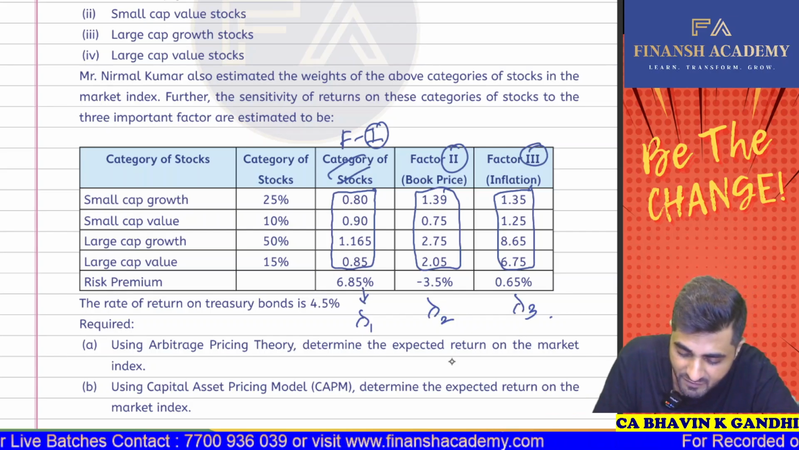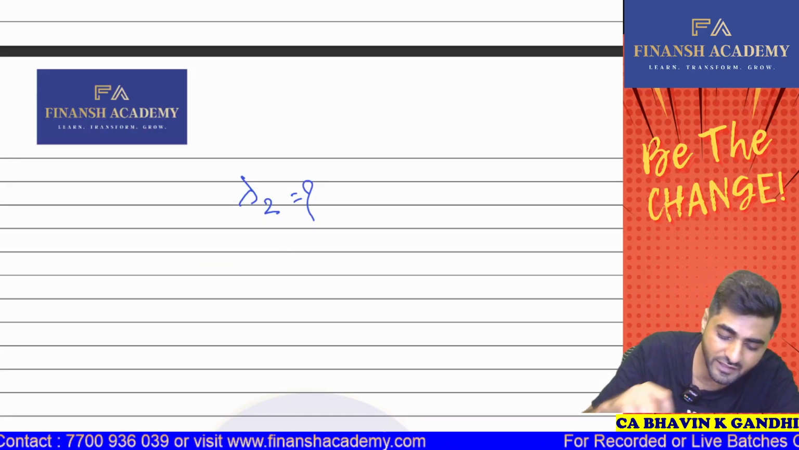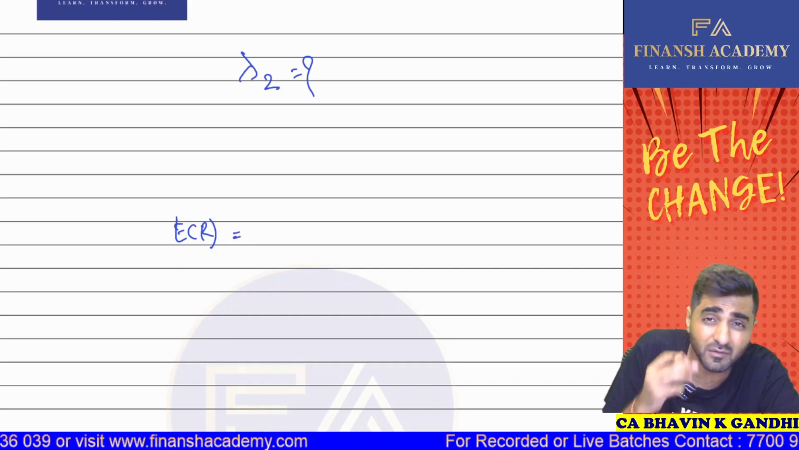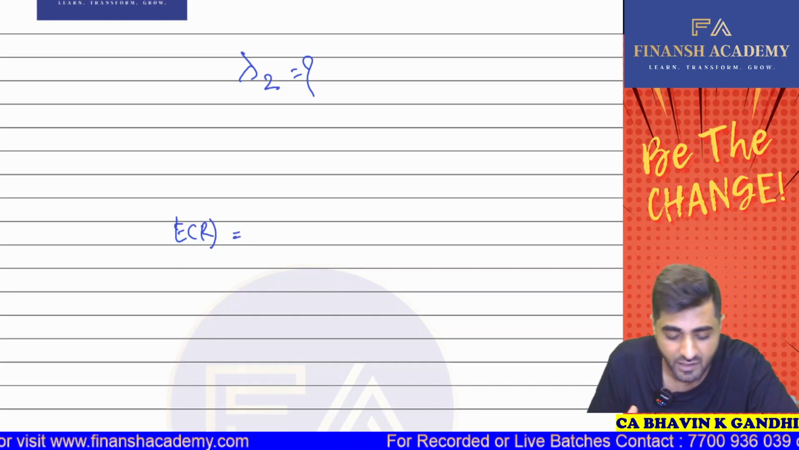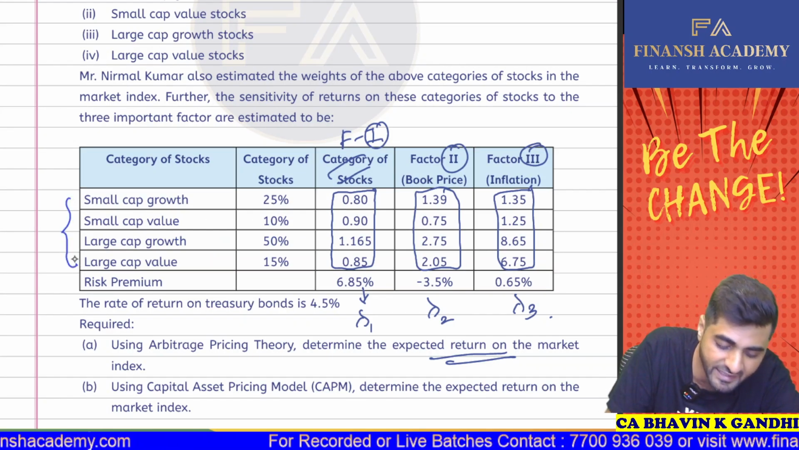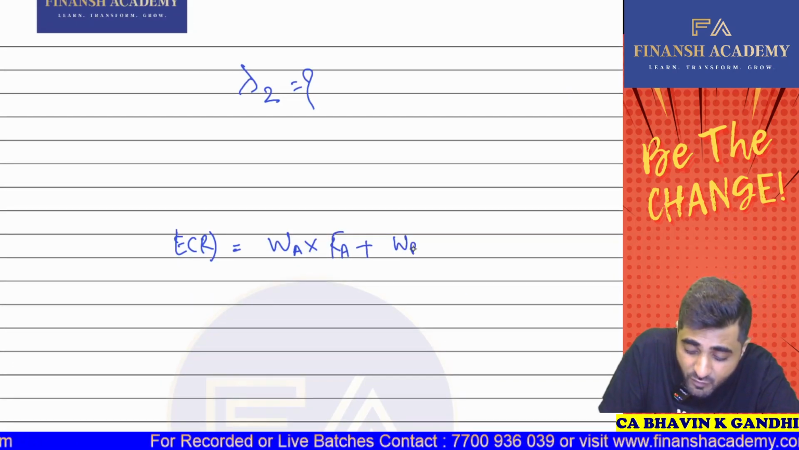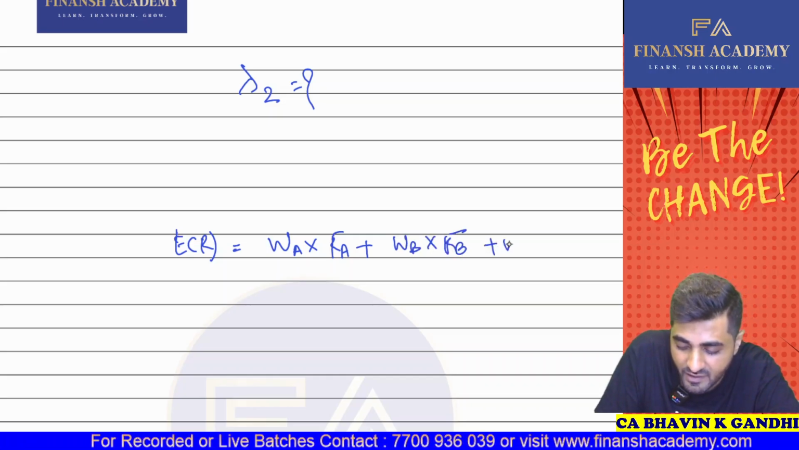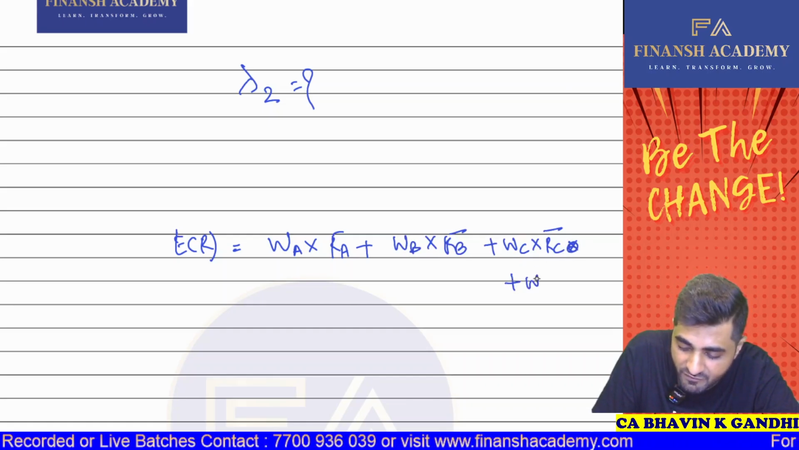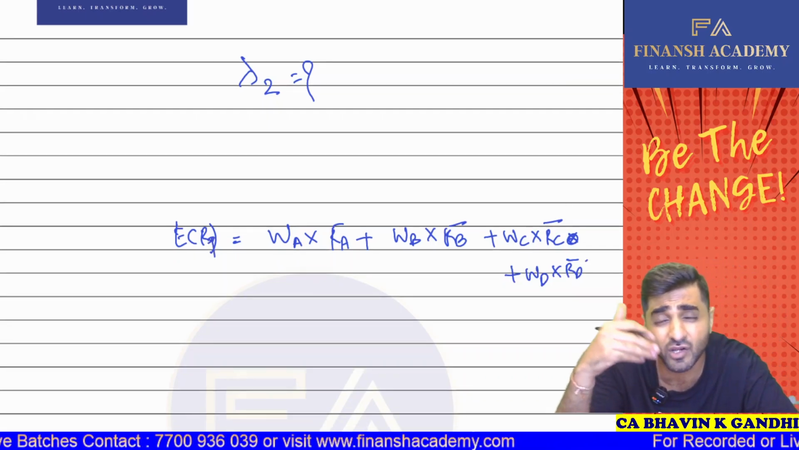Using the arbitrage pricing theory, we are required to determine the expected return on the market index. So how will we calculate the expected returns? Here, we can calculate by using 2 concepts. The first one is that we take weights, because there are 4 stocks in this index. So we can take weights of A into the average return of A, plus weights of B into the average return of B, plus weights of C into the average return of C, and plus weights of D into the average returns of D. Based on this, we can calculate your expected return on the portfolio.